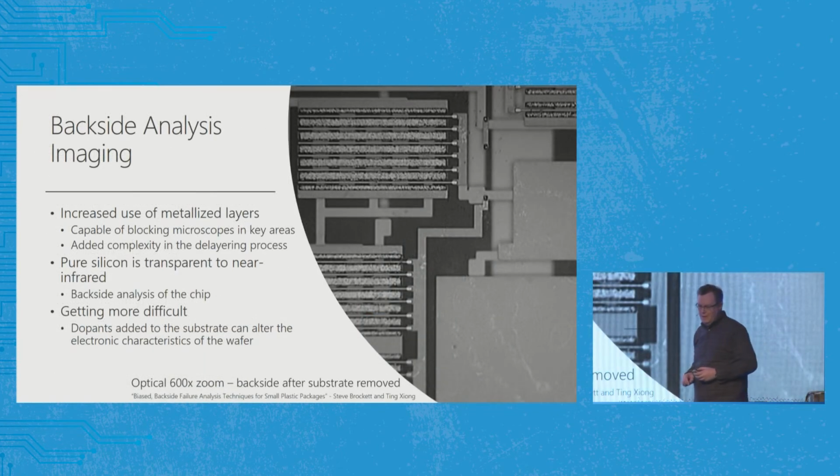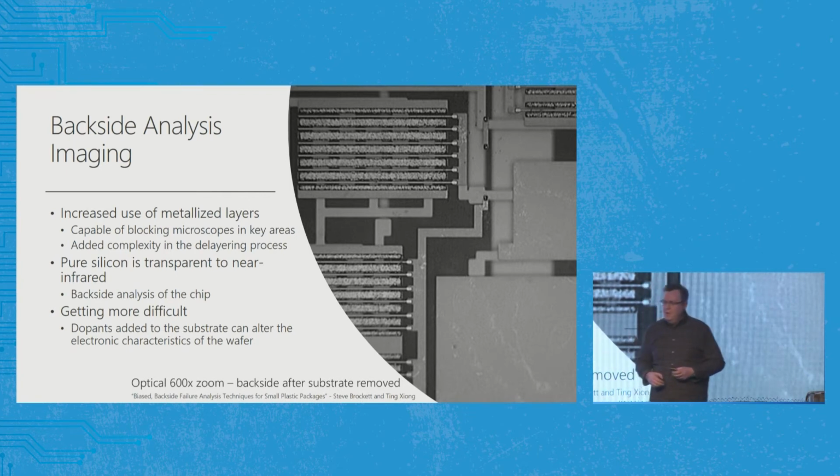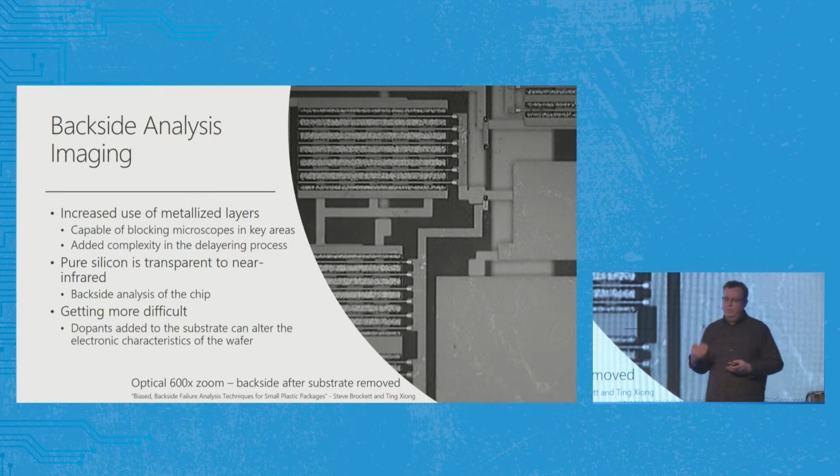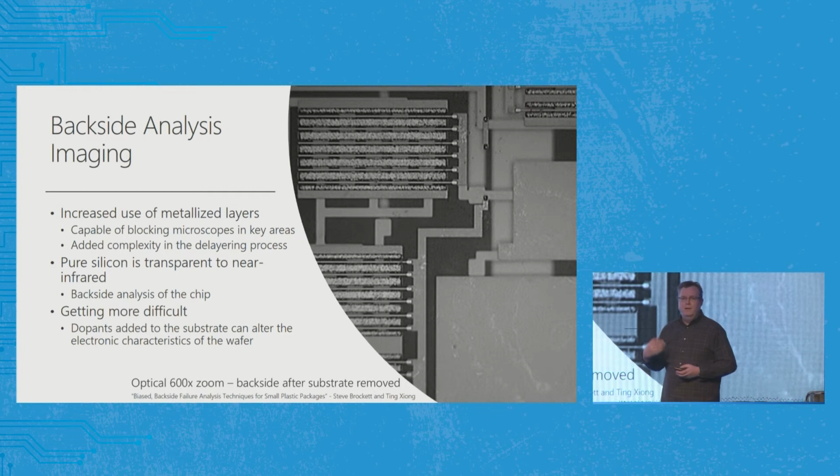Right. Another method that's interesting is really the backside analysis. This is where I take the chip, I remove some of the substrate, but I can just view the chip, including when it's powered up, from the underside. The interesting part about this is that the underside of the chip will be silicon, right? Because this is where the transistors are. Silicon is transparent to near infrared, right?